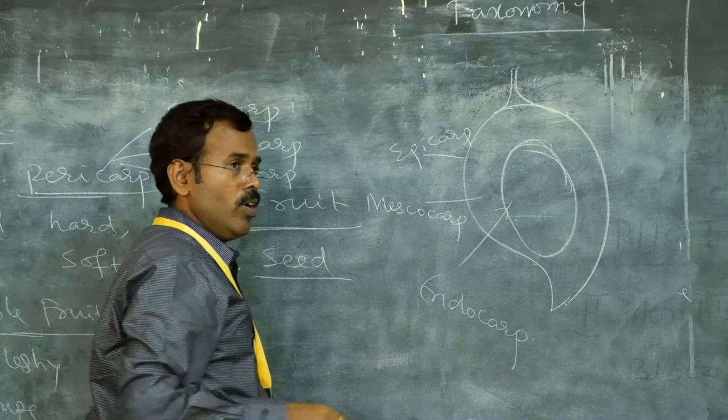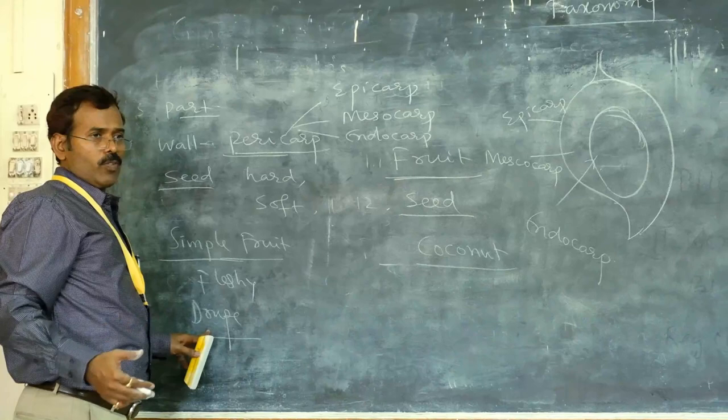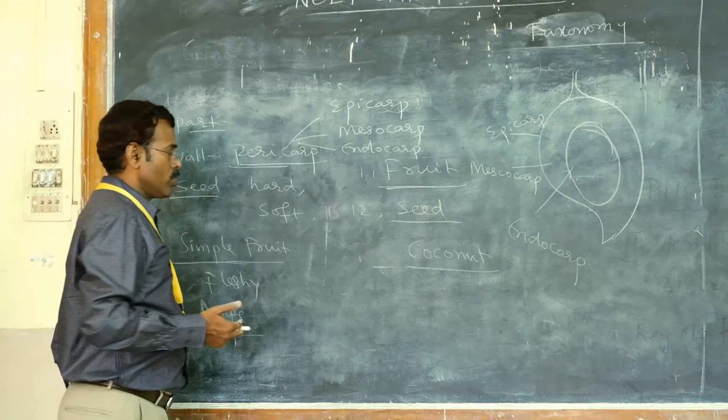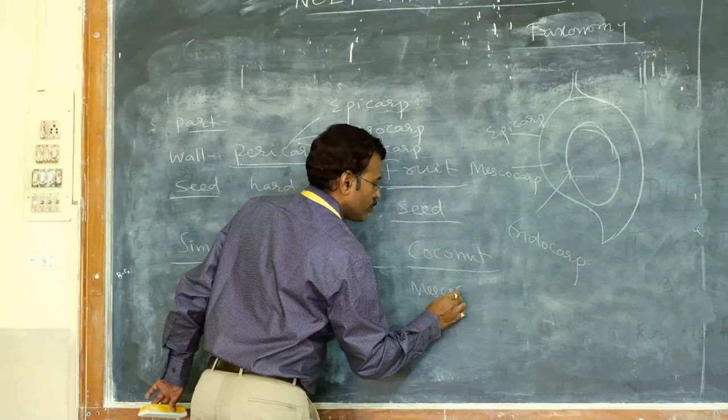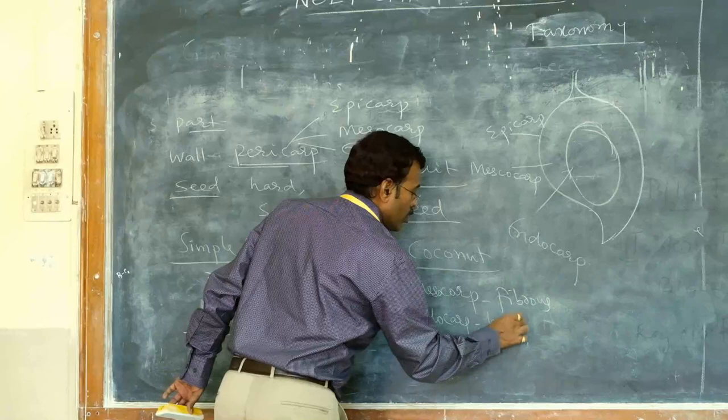Whereas coconut is another example of drupe. Drupe is a single seeded fruit. It has a hard stony endocarp, that's why it is called a stone fruit. In coconut, mesocarp is fibrous, and endocarp is hard and stony.